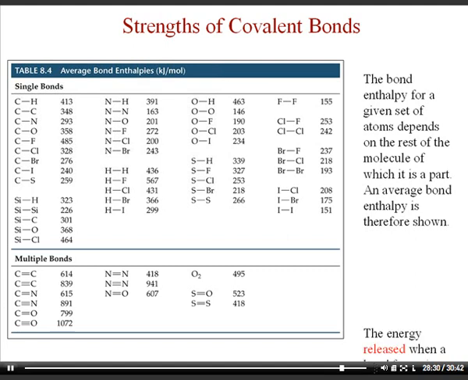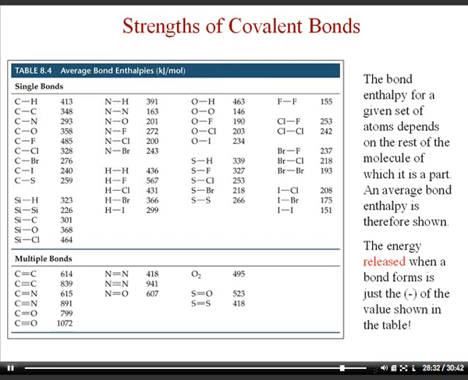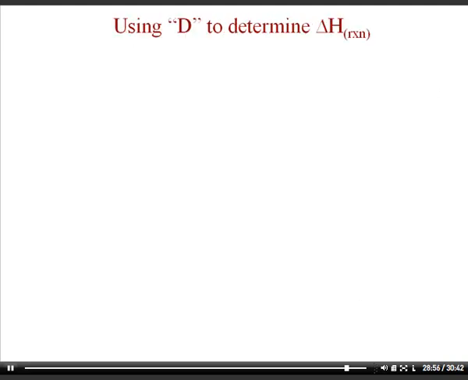Now, the energy released when a bond forms is just the negative value shown in the table. If you break a carbon-hydrogen bond, it's 413 kilojoules positive. If you form a carbon-hydrogen bond in a molecule, it will release on average 413, which would be a negative value. This table is used a lot because we're going to use the bond enthalpies to calculate the enthalpy of a reaction.